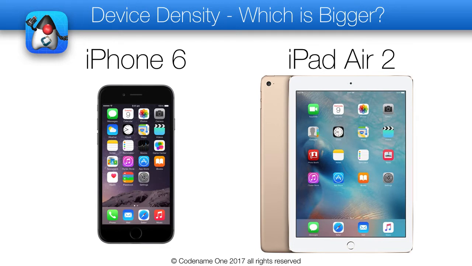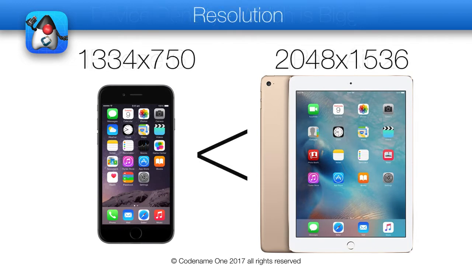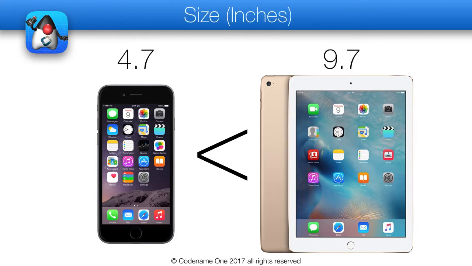On the left, you see an iPhone 6, and on the right, you see an iPad Air 2. Both are not to scale, but I'll ask the abstract question: which device is bigger? In terms of resolution, the iPad is clearly bigger. It has more pixels than the iPhone 6. The iPhone has 1 million pixels and the iPad has 3 million pixels. That's a threefold difference. The iPad is also much bigger than the iPhone, nearly twice the size diagonally.